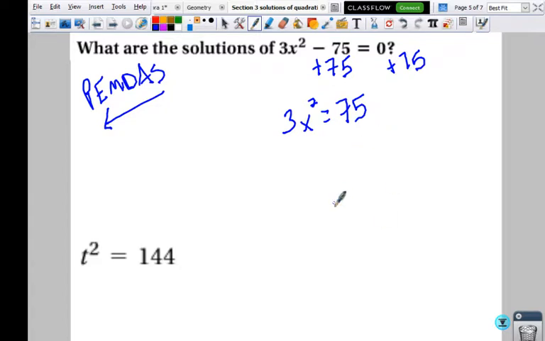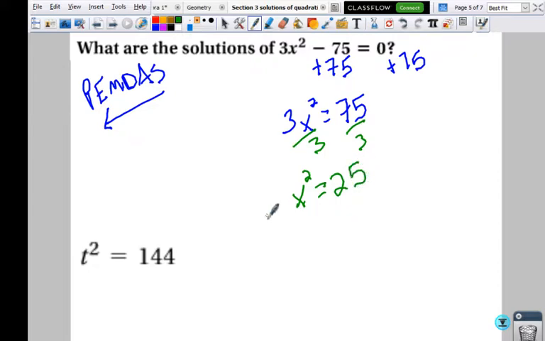Okay, what's next? Are we going to get rid of the 3 or the squared? PEMDAS backwards. Yeah, we're going to get rid of the 3. So the exponent is always going to be last today. So I am going to divide by 3 on both sides, and I'm going to get x squared equals 25.